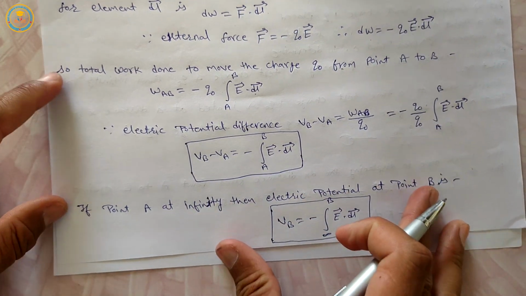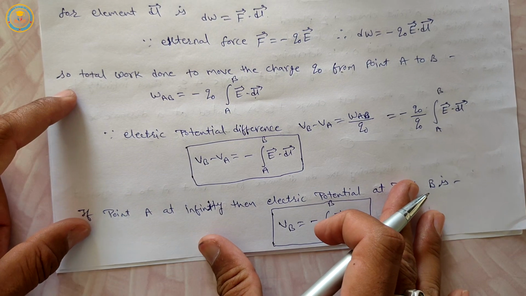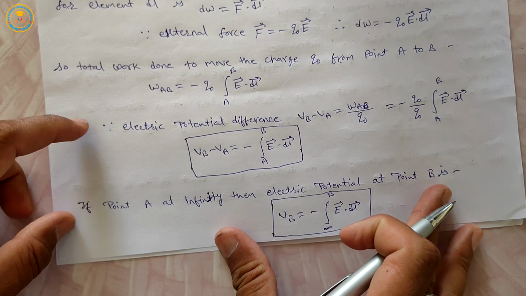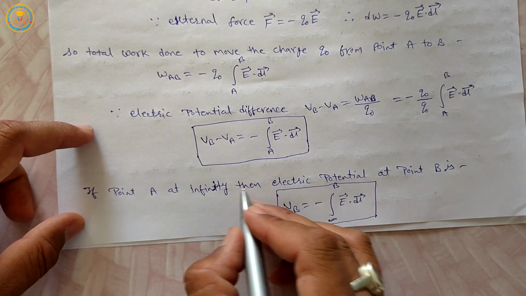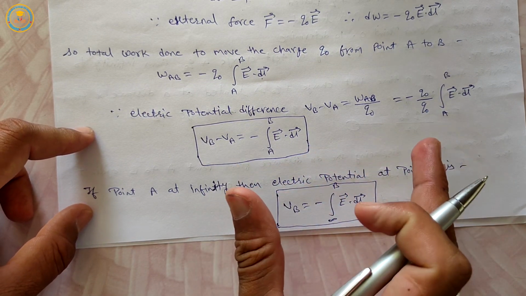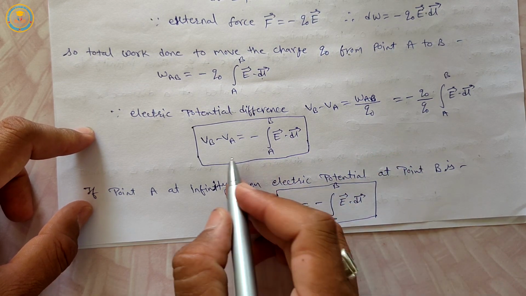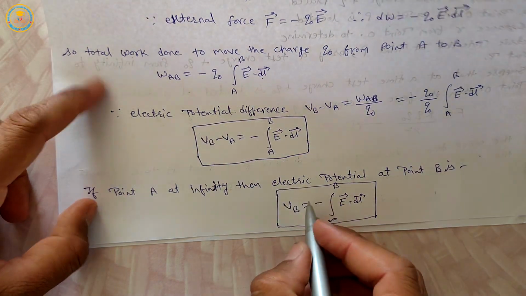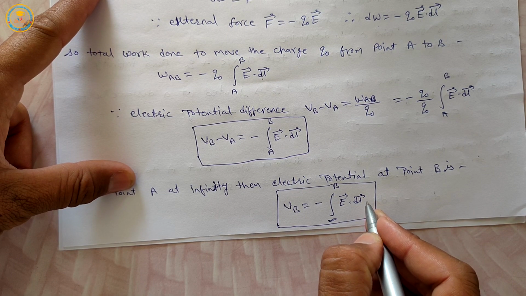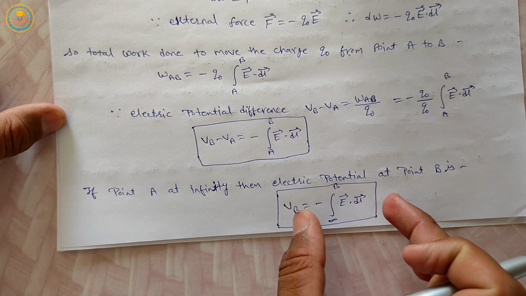Similarly, we define electric potential. For electric potential, take a point at infinity. If point A is at infinity, then consider the electric potential at point B. We know that the electric potential at infinity is 0. Then V infinity is equal to 0. So VB is equal to minus the integral from infinity to B of E vector dot dl vector. This is the form of electric potential in terms of electric field.